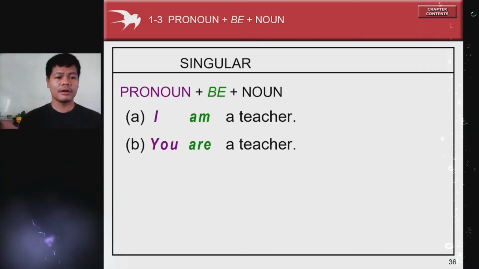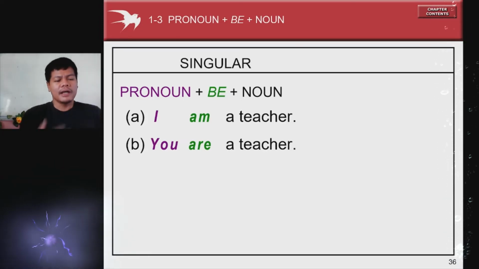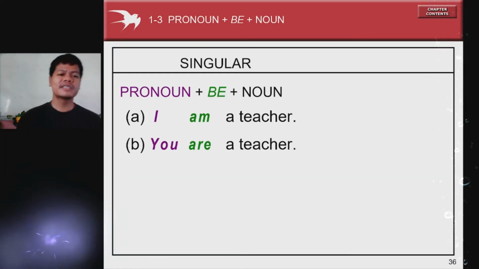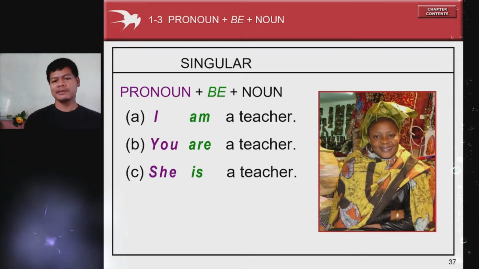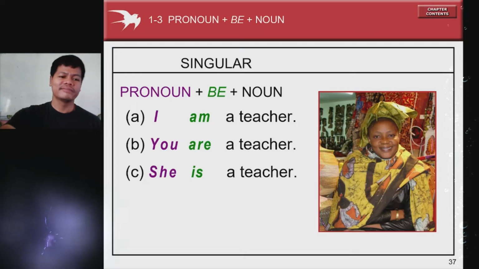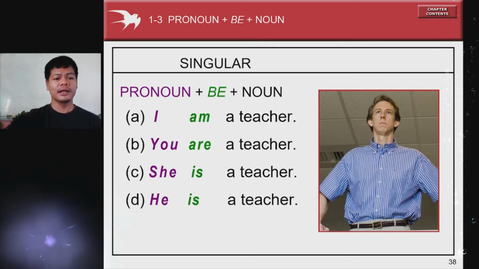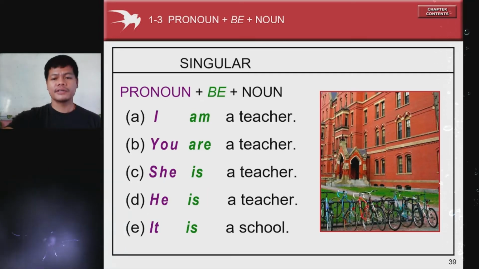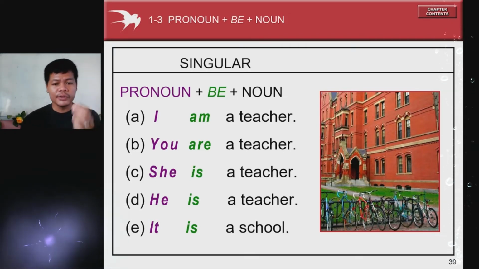Use "it" for now, okay. I'm a man. Can you understand? She is a teacher. Oh, Angela, he is a teacher. Oh, handsome man, he is a teacher too. Okay, Alex. It is a school. Oh, only one school. It is a school. School is a building, so use "it". Okay, can you understand?